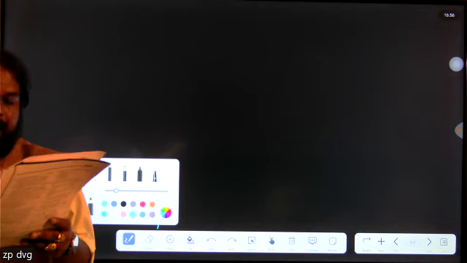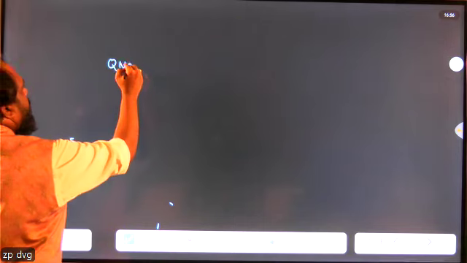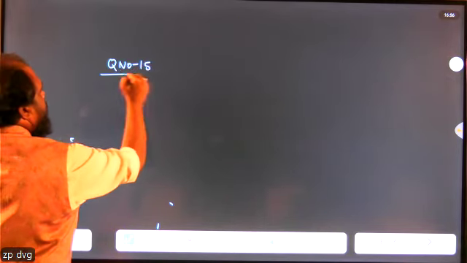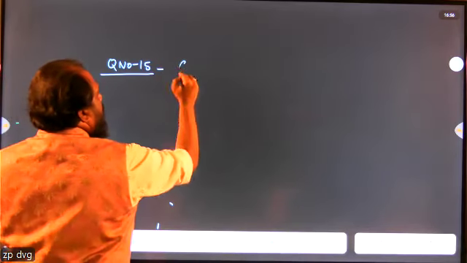Okay, let's do question number 15. Colorblind man marries the daughter of another colorblind man whose wife had a normal genotype for color vision. In their progeny, very simple. So let's quickly write question number 15. What does question number 15 say? Colorblind man.